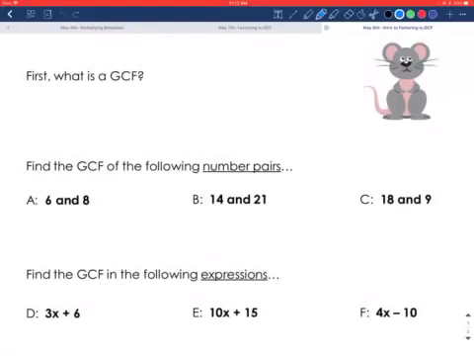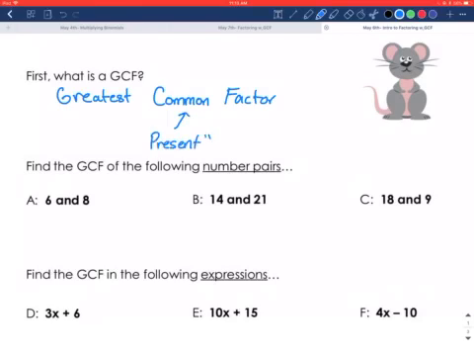All right, so intro to factoring with a GCF. A GCF is a greatest common factor. And the biggest word here is common. That means present. In other words, it is something that is present in all of the terms, and we want the greatest one.